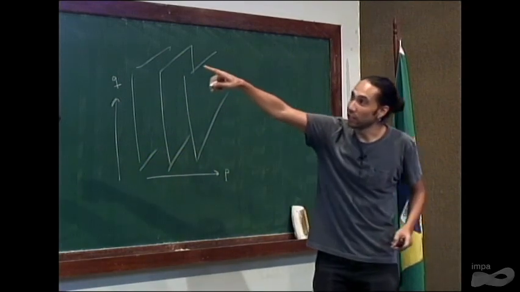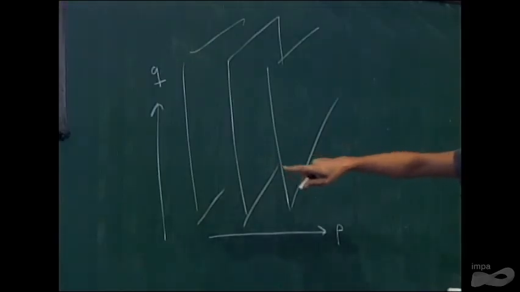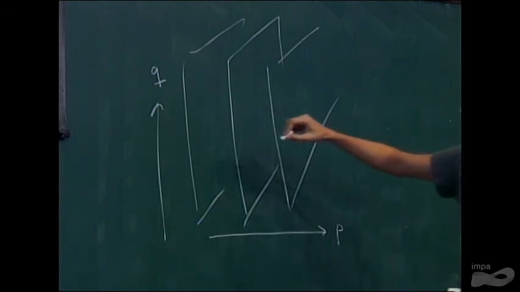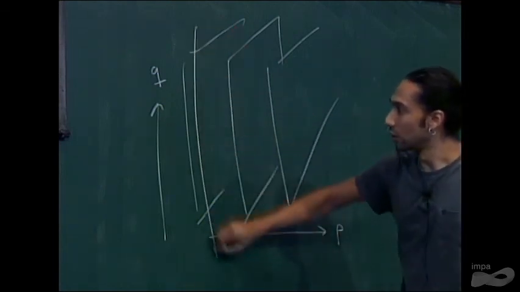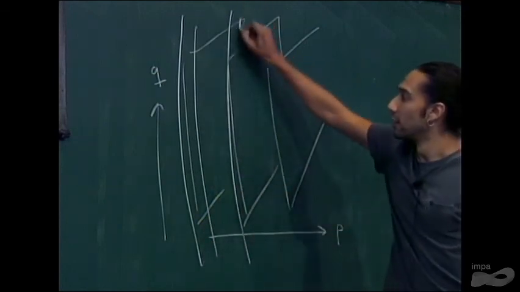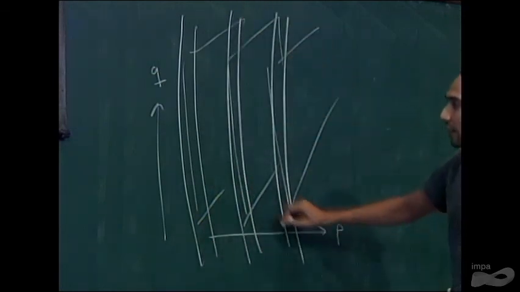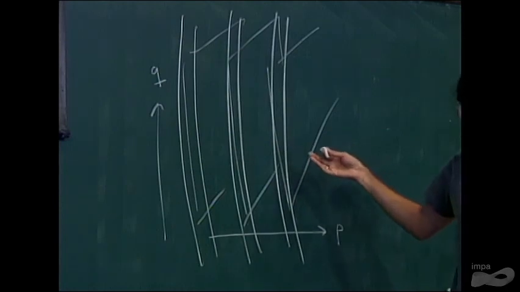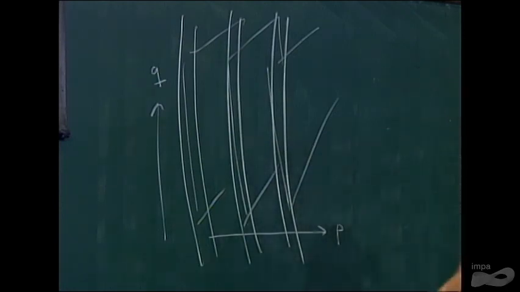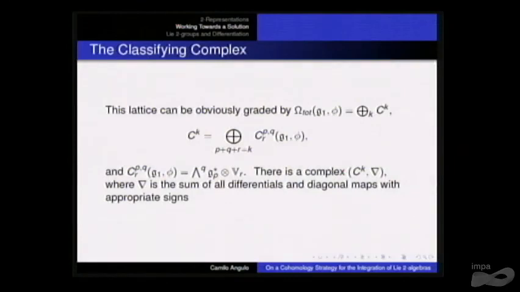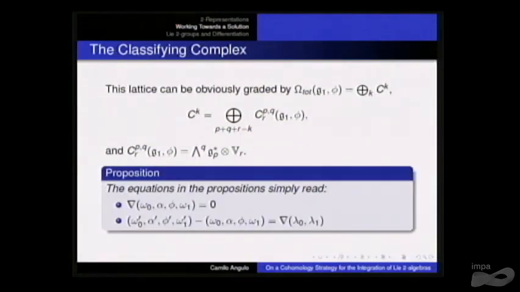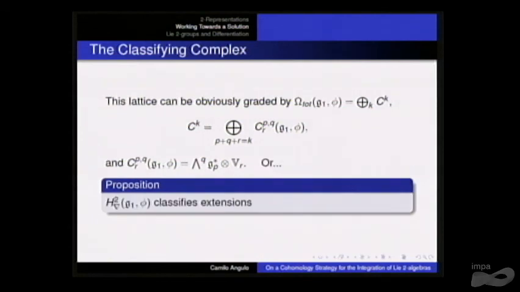And what these gradings are telling you is that although the thing may not be a triple complex, if you consider the total complex of each of these pages, then what you get in the end is an honest double complex. And in this honest double complex, the equations that we had before are exactly what I wanted them to be. So the second cohomology of this triple complex classifies extensions.